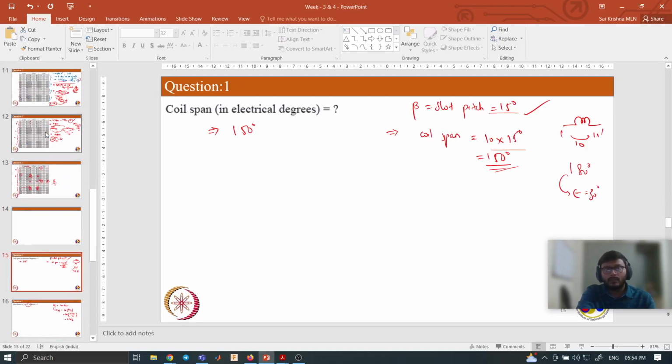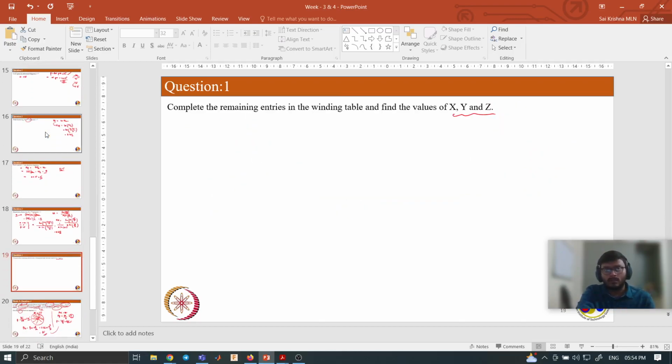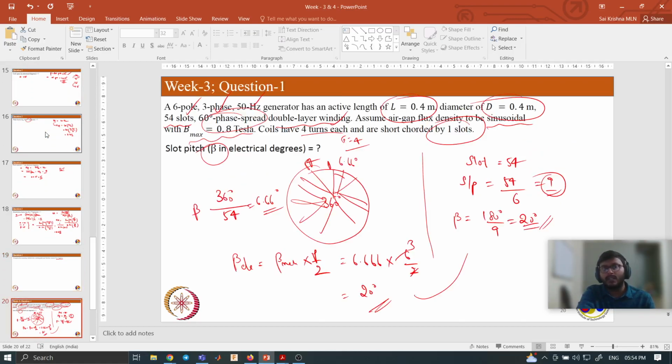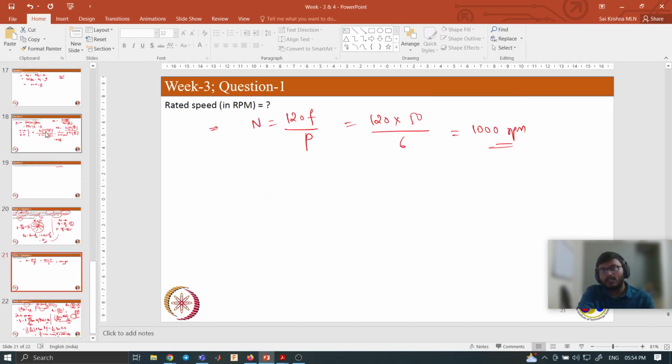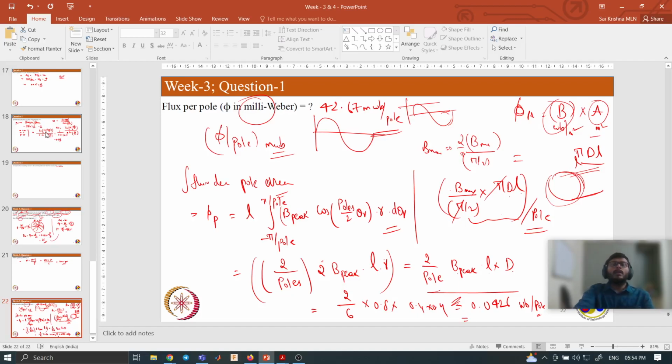And with that, we also solved the week three discussion. We discussed what is coil span and what is distribution factor, which are questions from week four, and for week three, if you are given a machine and this kind of data, what is the slot pitch, what is the rated speed, and what is the flux per pole. So with this we covered both week three and week four, and I hope we have now covered the gap from the last 2 weeks.